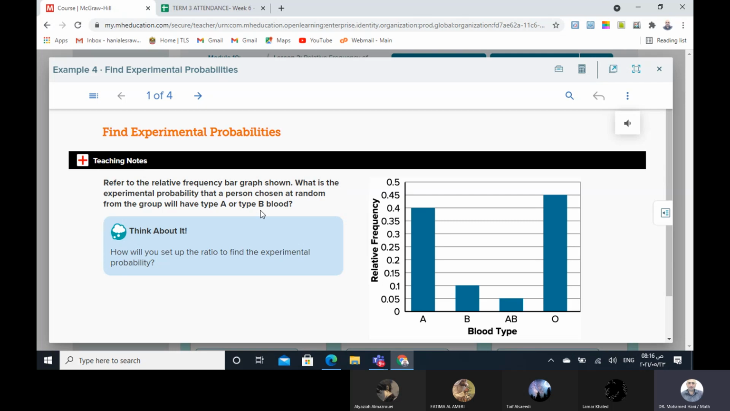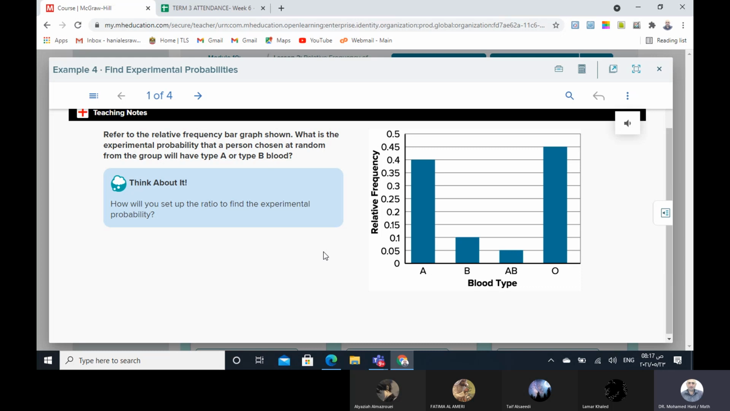Find experimental probabilities. Refer to the relative frequency bar graph shown. What is the experimental probability that a person chosen at random from the group will have type A or type B blood? As you see here, we have a diagram. Here we have blood type. We have A and B and AB and O. And here we have the relative frequency from 0 to 0.5.